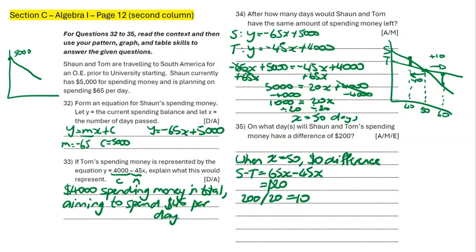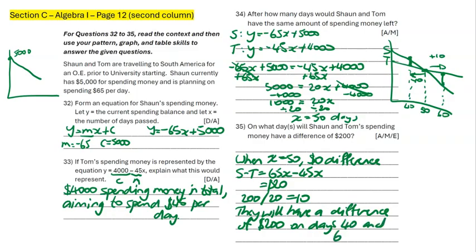So that's the quickest way to find it. So that means they will have a difference of $200 on days 40 and 60. So that's what we've got there.